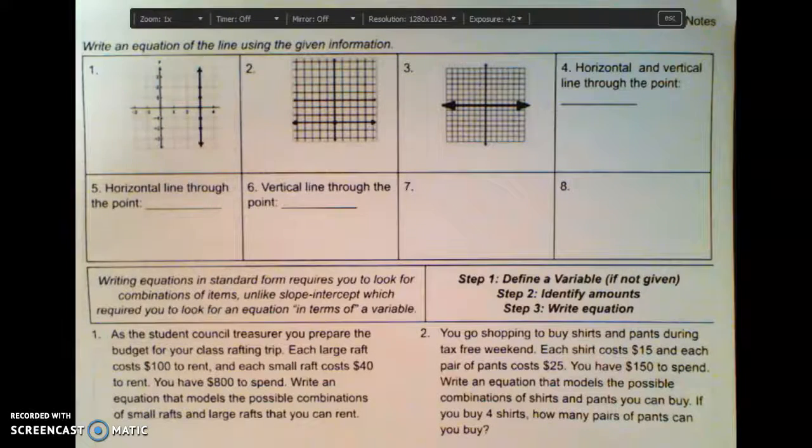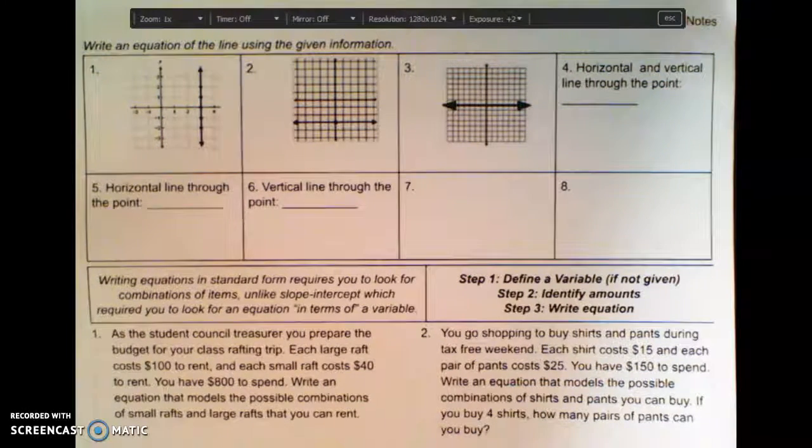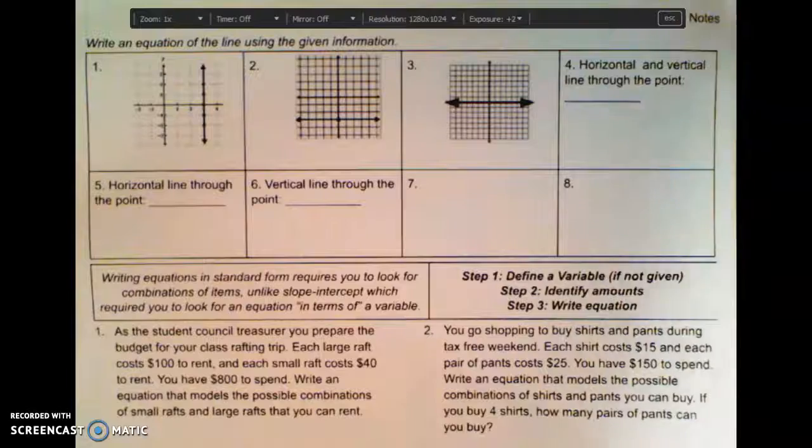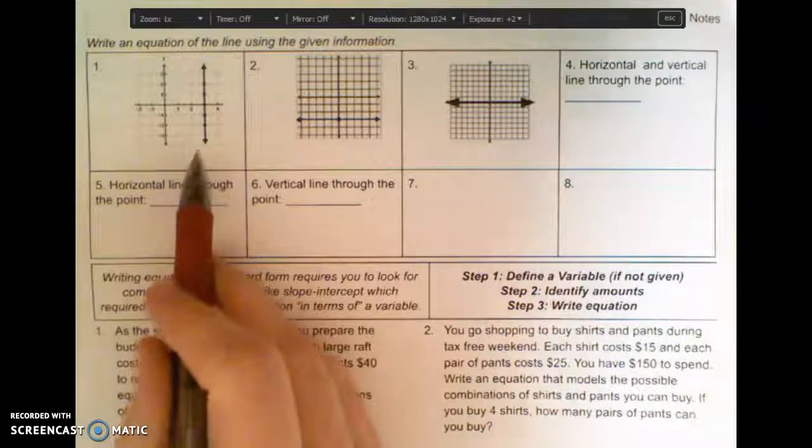On the back of our notes, we're going to look at writing equations with given information, and these are horizontal and vertical lines. So we should hopefully know what these equations are, or at least what their slopes are. Let's look at this one right here.